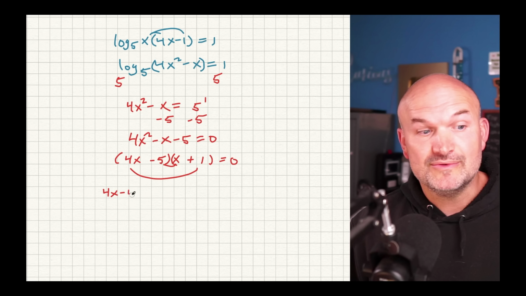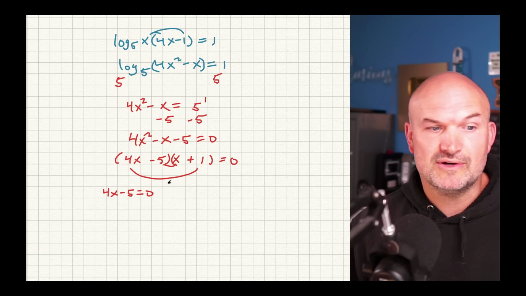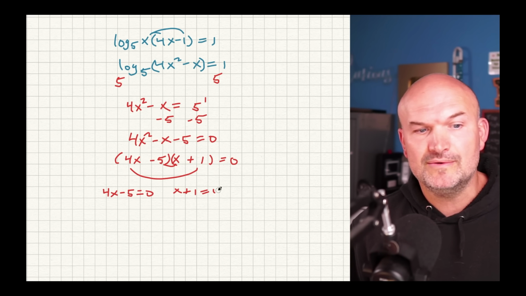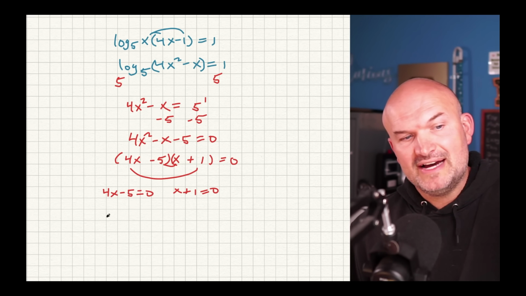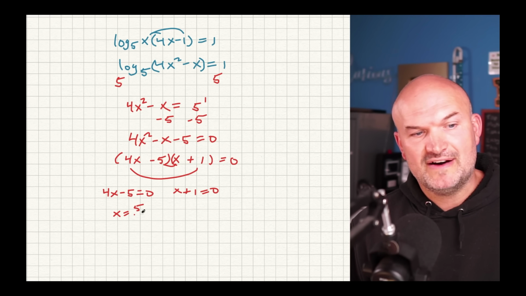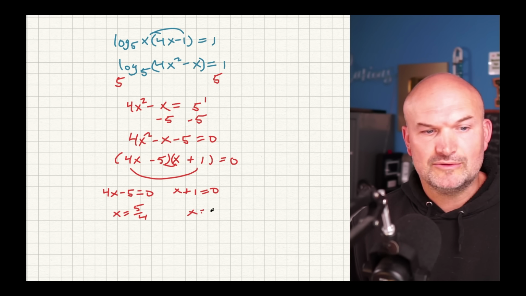So now I can apply my zero product property. So I set each factor equal to 0. And now I can go and solve: add 5, divide by 4, x equals 5/4. And over here, x is equal to -1.